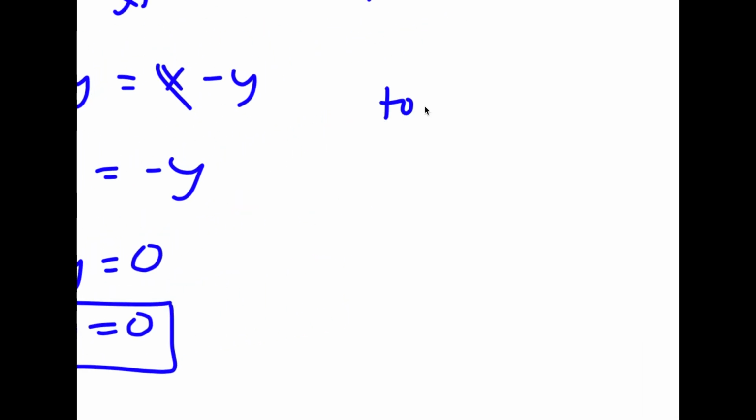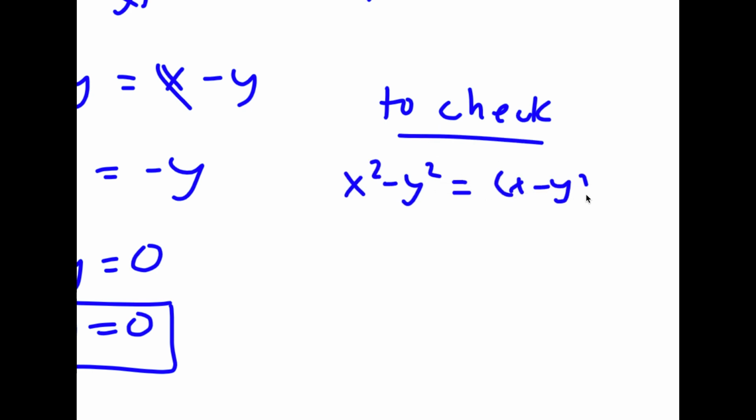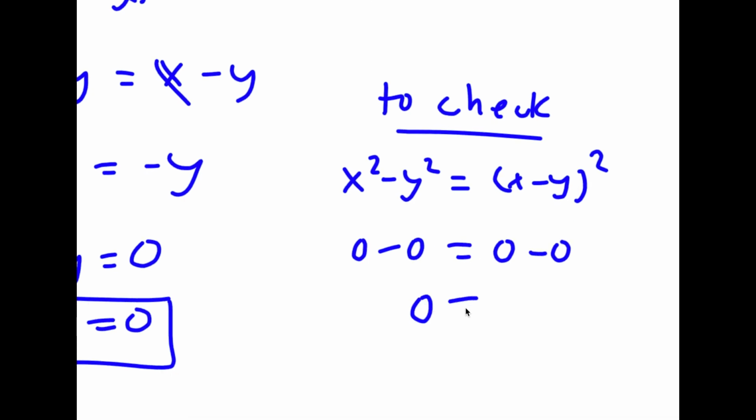So now to check, I had x squared minus y squared is equal to x minus y squared. If both of these are equal to 0, then I have 0 minus 0 is equal to 0 minus 0 squared, meaning 0 equals 0.